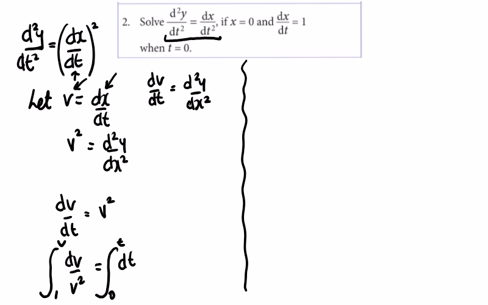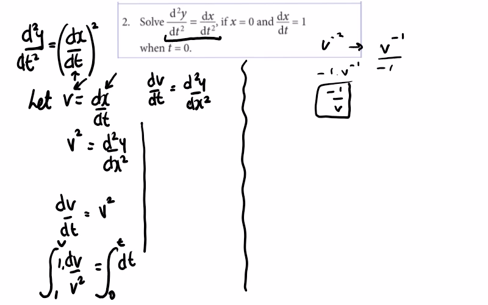So now integrating 1 over v squared, so v to the power of minus 2 goes to v to the power of minus 1, increasing the power by 1 and dividing by the new power. So minus 1 times v to the minus 1, or minus 1 over v, is what this integration will give us. So we do it here. We're going to get minus 1 over v between v and 1 equal to, we're just going to get 1 dot dt, we're going to get t between t and 0.